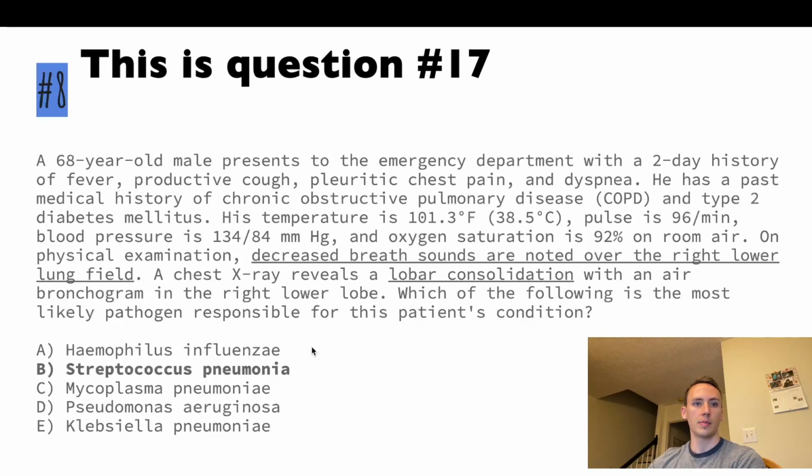In summary, all of these pathogens can cause pneumonia. The clinical and radiographic findings in this patient presentation make Streptococcus pneumoniae the most likely culprit. Other pathogens have specific clinical characteristics and risk factors that are important for differentiation.